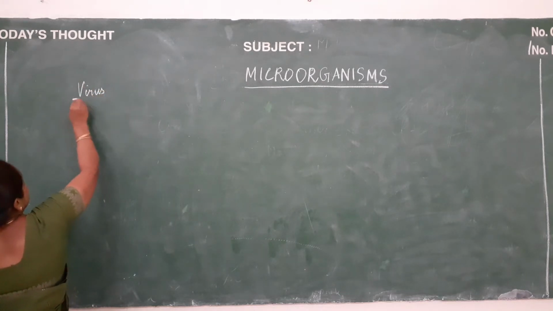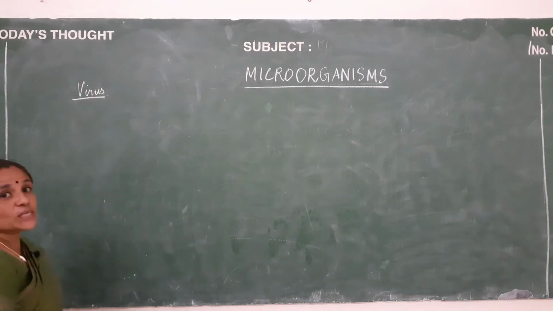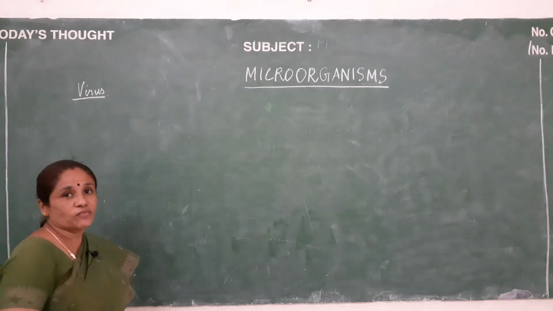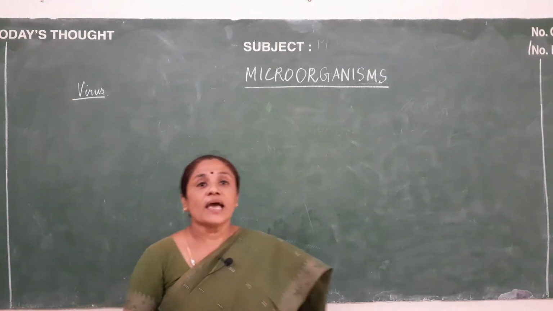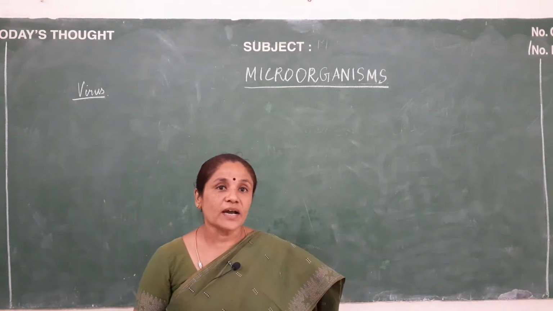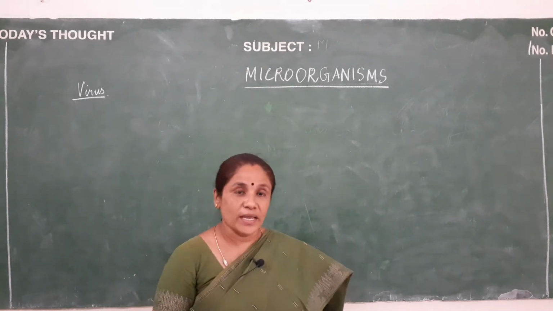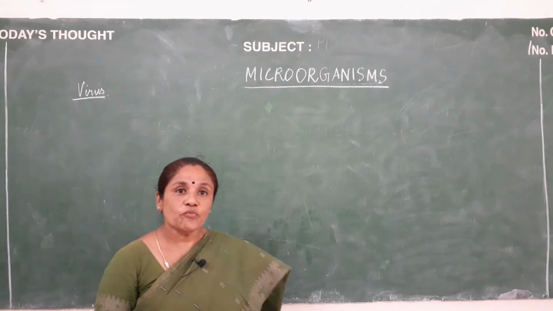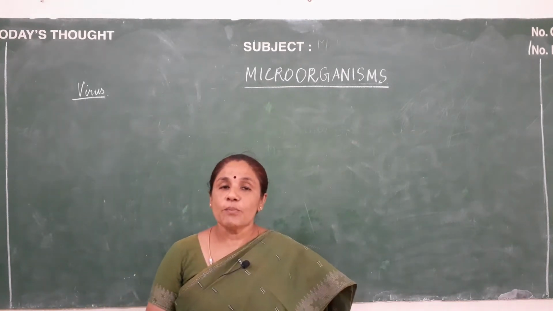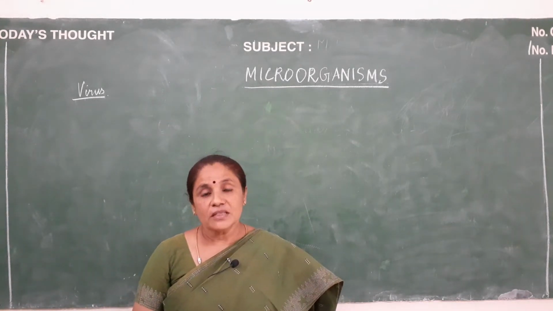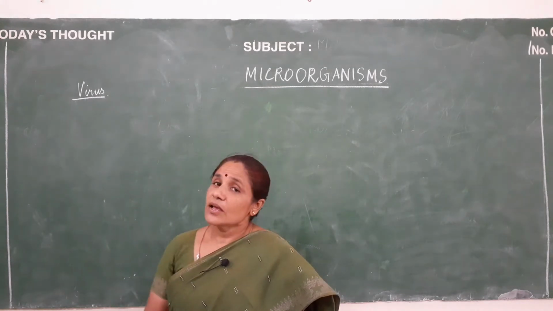The first one is virus. Let us first learn about virus. The second one will be bacteria, third one algae, fourth one fungi, and finally protozoa. First let us learn about virus. The name virus itself means poison in Latin. The study of virus is called virology.